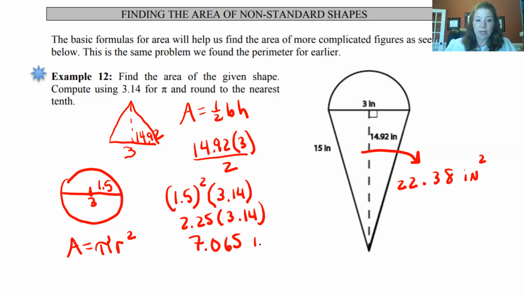7.065 inches squared. Now I know it says to round to the nearest tenth, but that's when we get our final answer. So try not to round until you get your final answer. So now the area, oh, excuse me, that is the area of a whole circle, right?